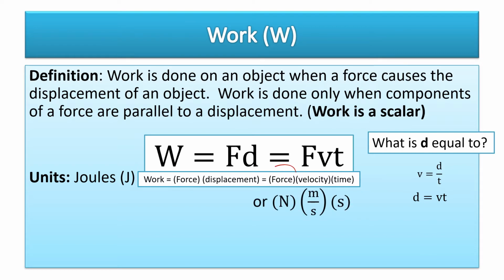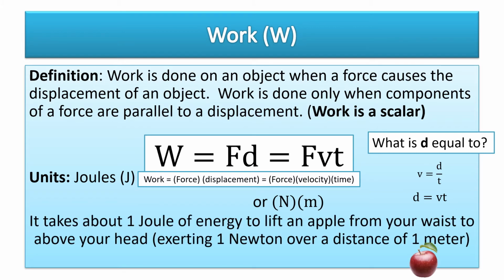How? Because Newton times a meter per second velocity times a second turns into, when you cross, not cross multiply, but when you cross these 2 seconds off, a second divided by a second cancels out. And then what are you left with? Just a Newton times a meter, just like before. And we define that as a joule. Just as a reminder, it takes about 1 joule of energy to lift an apple from your waist to above your head, which is about 1 meter. Very nice.